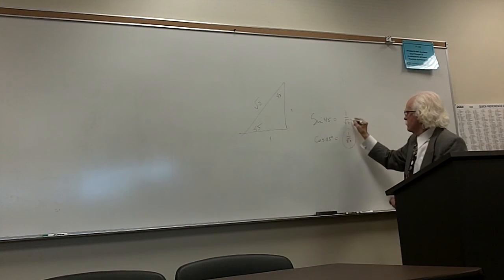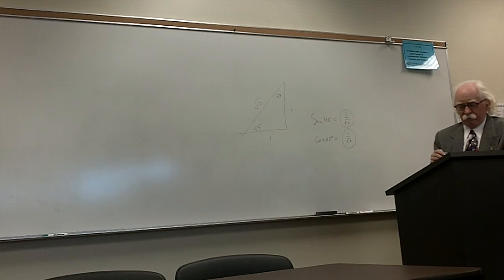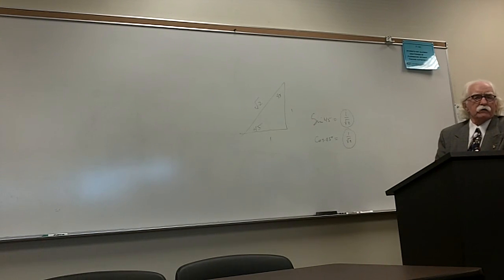You see this? You see why they're both 0.707? Yeah, they're both square root of 2 over 2 if you rationalize it.